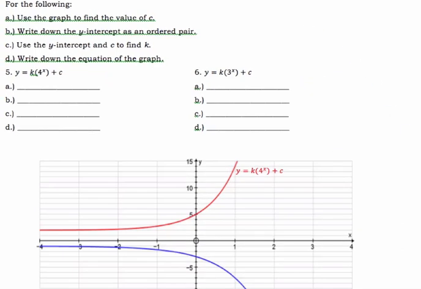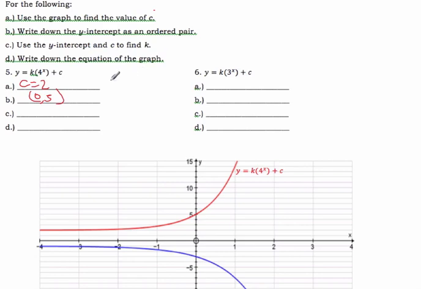Let's take a look at one more example here. So we're looking at the red function here. Use the graph to find the value of c. So again, the horizontal asymptote is at 2, so c equals 2. Write down the y-intercept is 5, so (0, 5).